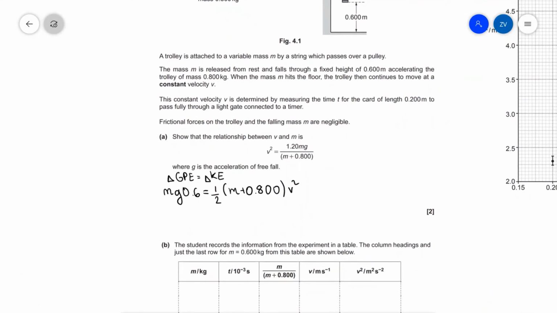Okay, well, let's just rearrange for v squared, and we essentially have our expression. So v squared will be, if we bring the half over, we're going to multiply the 0.6 by 2, which is going to give us 1.2 mg, and then we're going to have to divide that by m plus 0.800, as it is required.